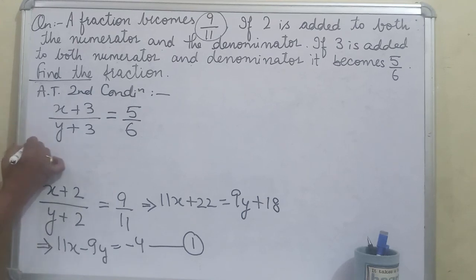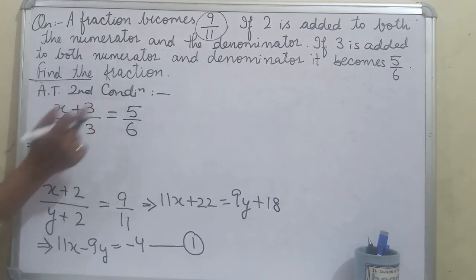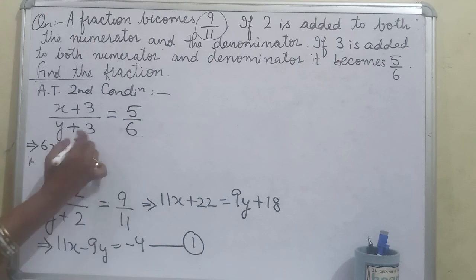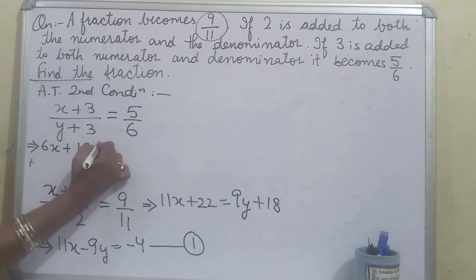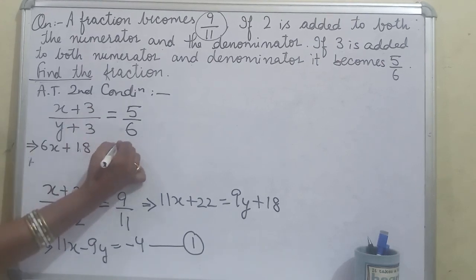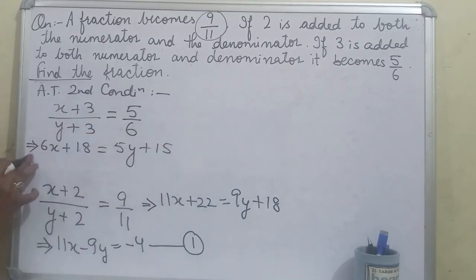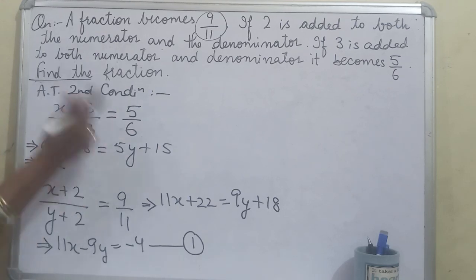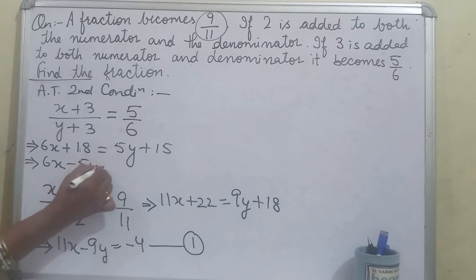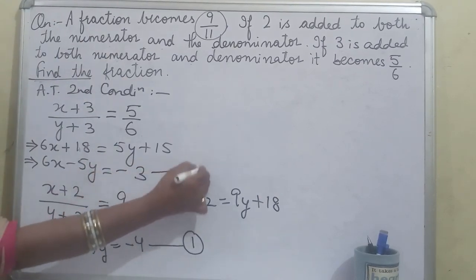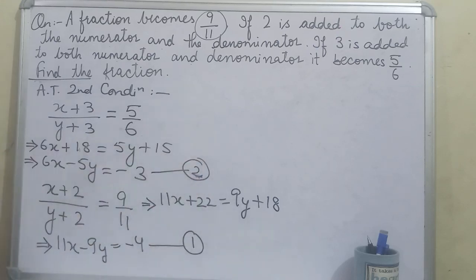So now solve this, cross multiply it. What do I get? 6x plus 18 equals 5y plus 15. Put it in standard form: 6x minus 5y equals minus 3. So this is the second equation.